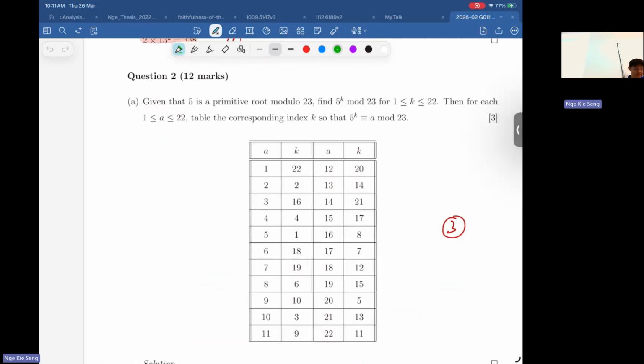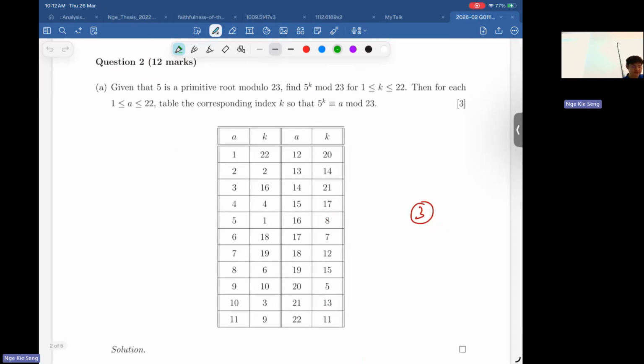Okay, next, given phi is a primitive root mod 23, find phi to the k mod 23. Then for each a, table the k. Okay, for this question, I have some comment here. Some of you swap k and a. There's some logical problems here because you think that a is controlled by k. Okay, but what we want here is I give you an a, you give me a k. It's not that I give you a k, you give me an a. So there's an order problem here.